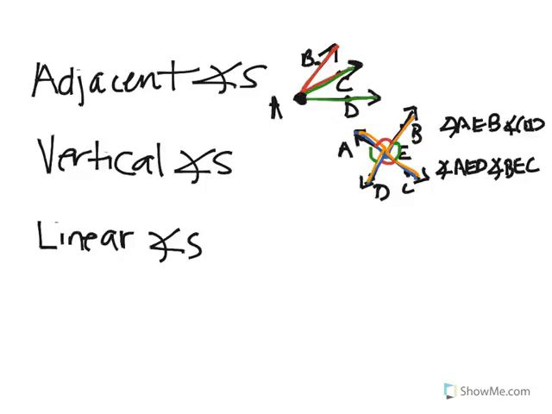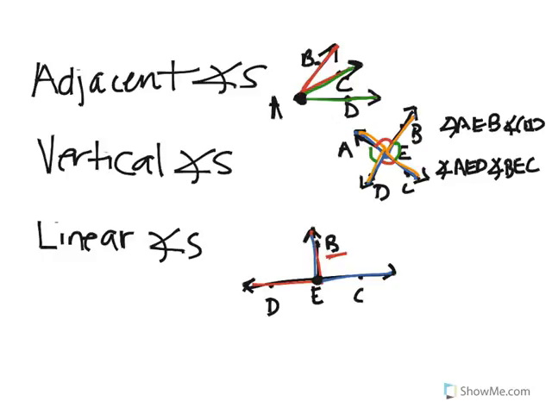Now let's move on to linear angles. A linear pair is a pair of adjacent angles that fall on a straight line. So an example of this is right here. So we have an adjacent angle here and an adjacent angle here. We know that they're adjacent because they share a common vertex and they share a common side. They share B.